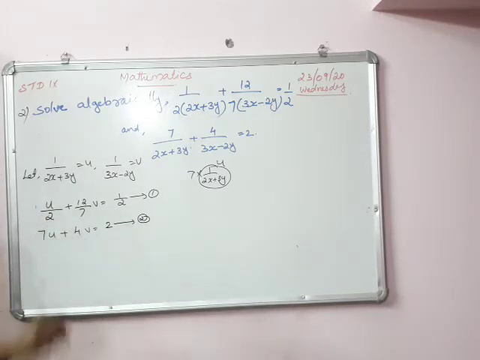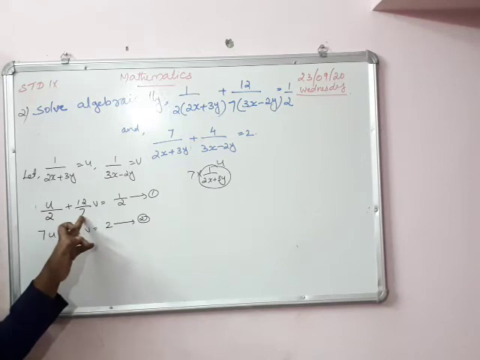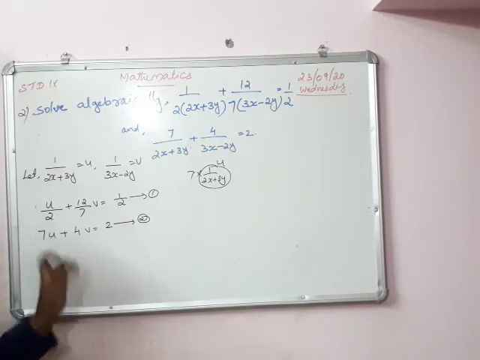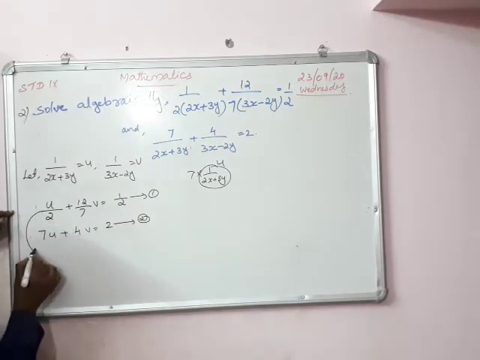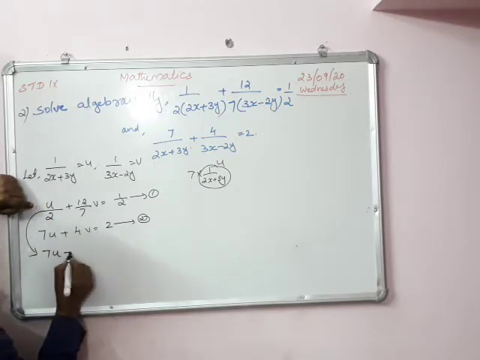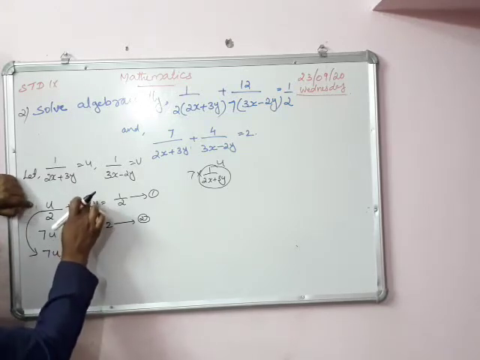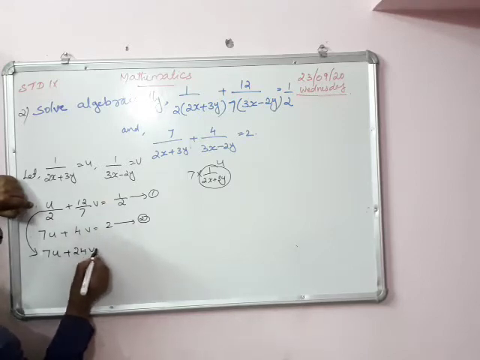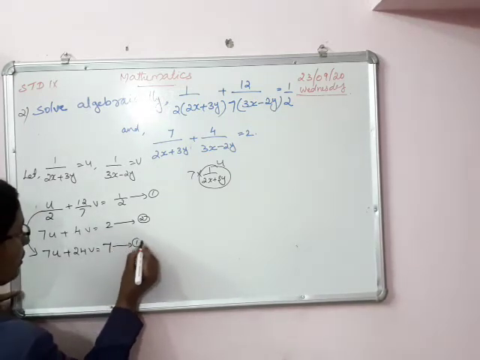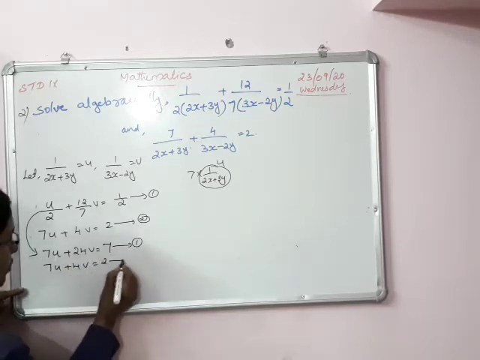Then here, as usual, once again we can take the LCM. What is the LCM here? 2, 7 and 2 are there, so 14 will be the LCM. So equation number 1 will change again. How will it change? 7u plus, since 14 is the LCM, 2 balance, 24v is equal to 7. That is now our equation number 1. This is our 7u plus 4v is equal to 2. That is our equation number 2.